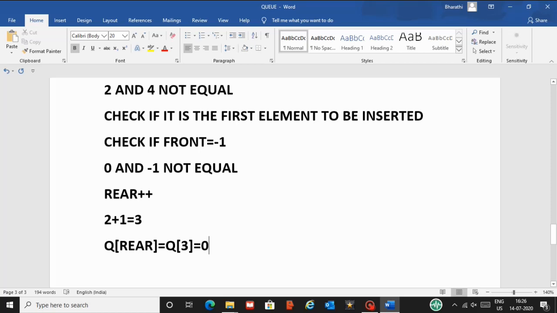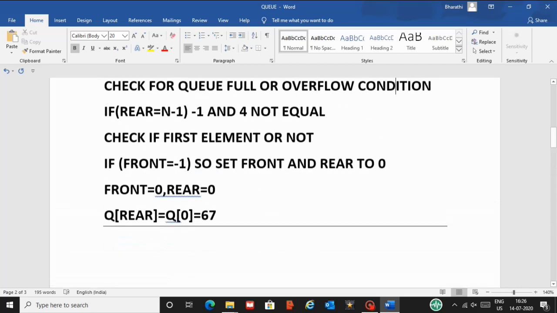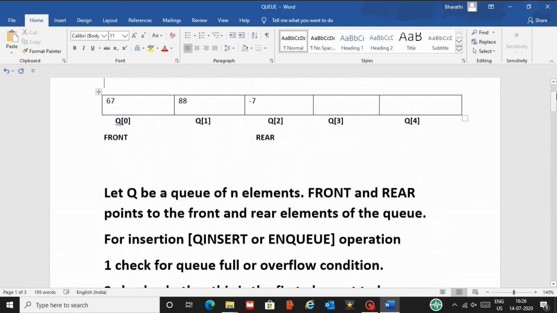Okay. So next is, I'll just go there on the top. I have inserted it. Okay, rear is pointing here because rear, the last element inserted was this. Now I will make it point rear plus plus. So it should point here, Q of 3 location, and then I inserted 0 there, correct?